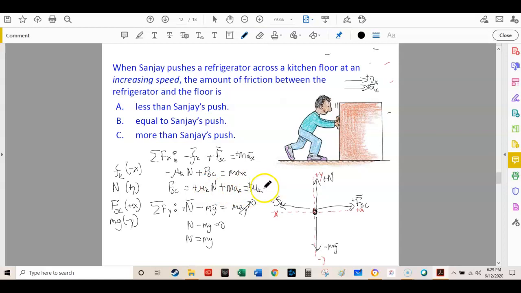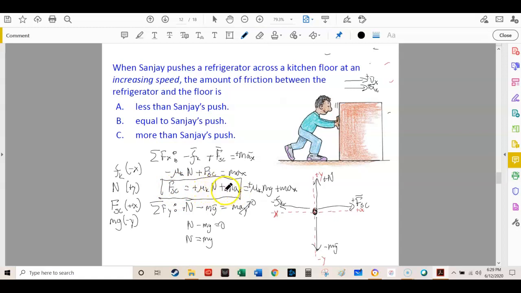we don't need this part to answer the question, as mg. It's not accelerating up or down, and it's on a level plane, so that coordinate system is correct. So we could actually rewrite it like this. But what we really need is to compare the force of Sanjay's push to the friction force.